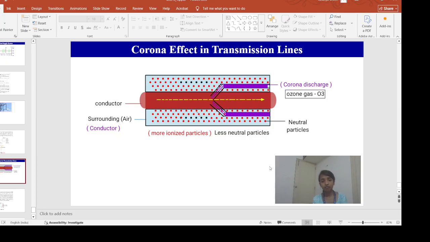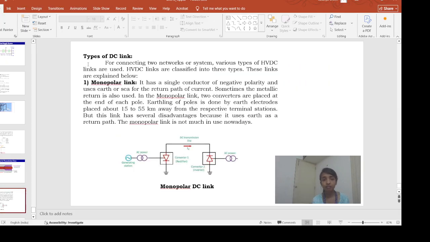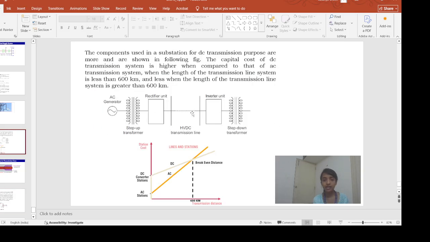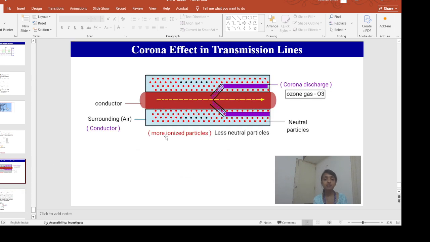Next, we need to know the different types of DC transmission link. That means this HVDC transmission line we have seen here, right? Now we will see different types of HVDC transmission line. But before we start that, we need to understand one effect, which is called the corona effect in transmission lines.